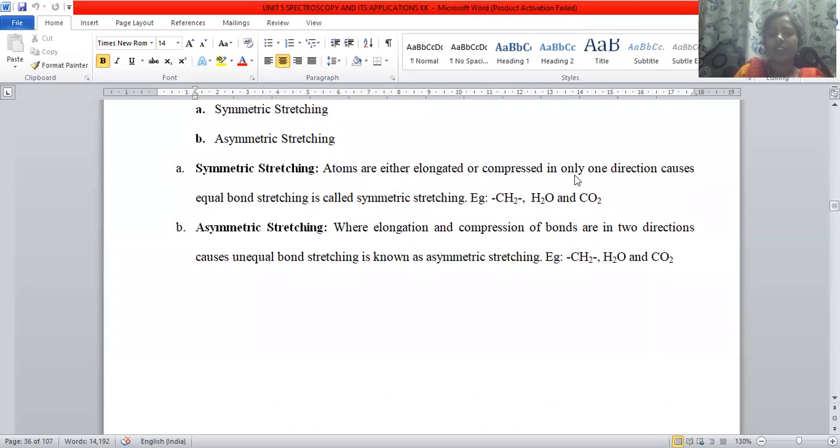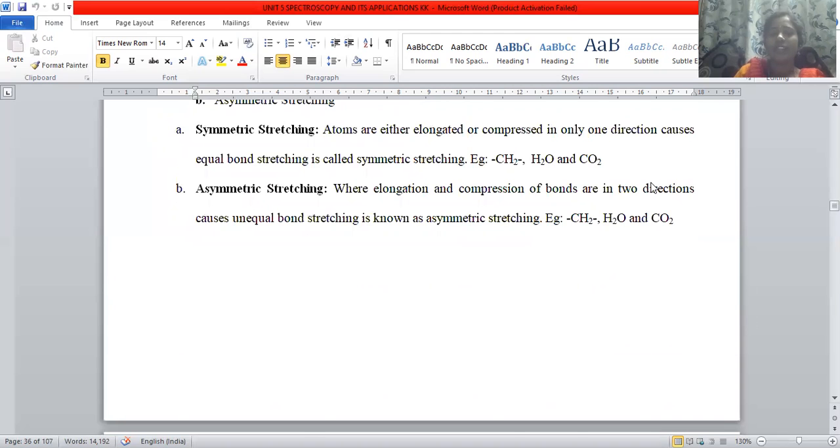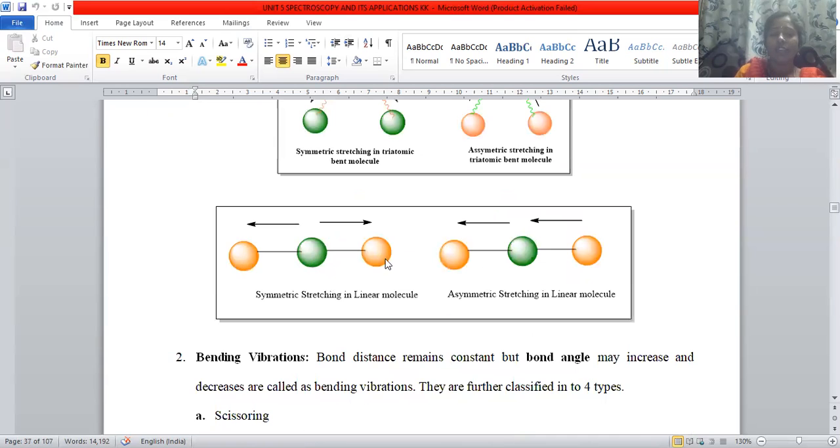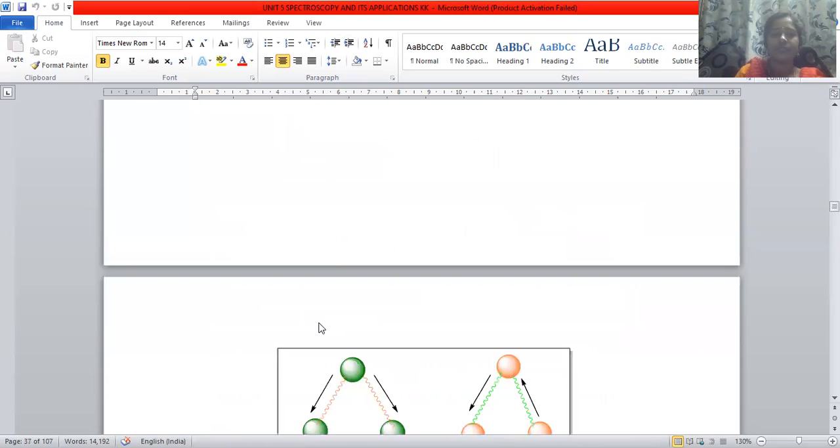Symmetric stretching stands for elongating and compressing the bonds in the same direction, in a symmetric way. So when we are pulling out or pushing inside in only one direction, it is called symmetric stretching. When you take a linear molecule, we can expand the bonds in this direction so that both bonds will be elongated up to an equal distance, which is called symmetric stretching.